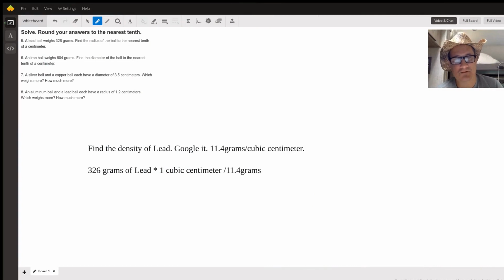Okay, so I was looking at these. I thought these were pretty interesting questions. Looking at number 5, a lead ball weighs 326 grams. Find the radius of the ball to the nearest tenth of a centimeter.